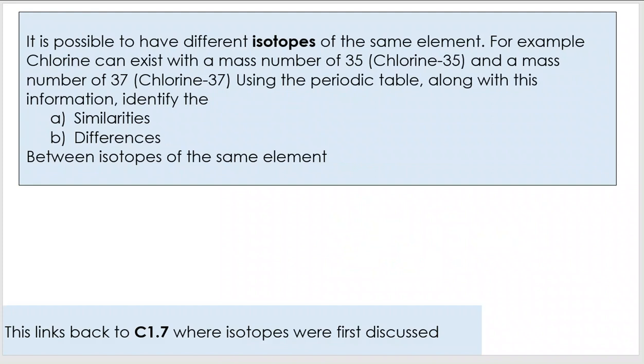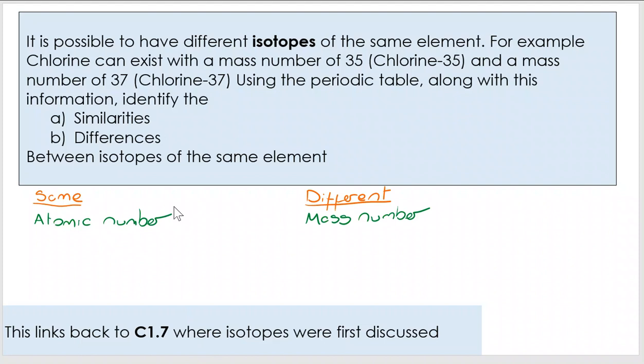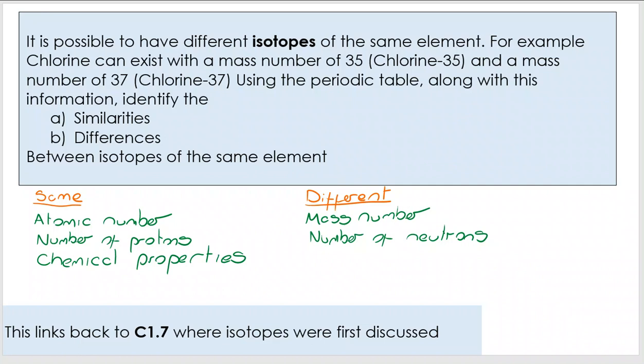So chlorine is the most common isotope that you are likely to come across, and we want to know similarities and differences between isotopes of the same substance. Well, in terms of similarities, we have got the same atomic number, but isotopes have different mass numbers. Now we can bring in another similarity and difference there, because that means that there are the same number of protons, but a different number of neutrons. In terms of similarities, they have the same chemical properties. And actually, isotopes of the same element may have very slight differences in physical properties, but they are very, very similar.